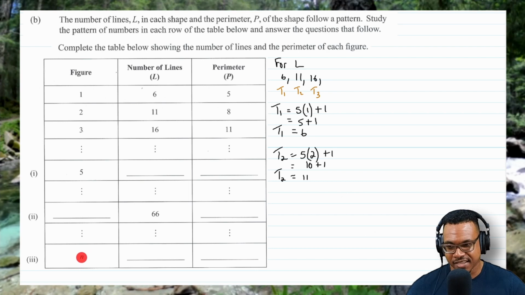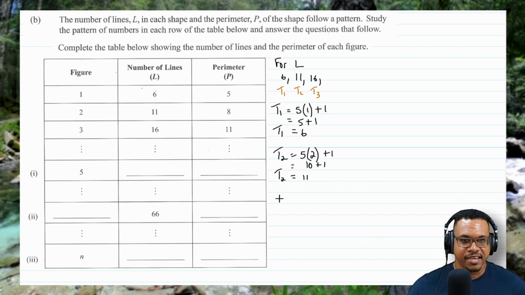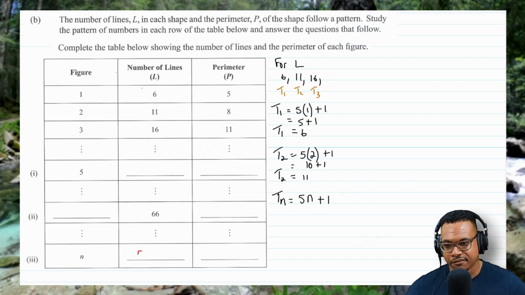So when the figure number is n, my nth term will be 5 times the figure number, which will be n, plus 1. So I'll come and write here 5n plus 1. So this will be my general formula for the number of lines when we have the nth figure. So now I'll find the general formula for the perimeter for the nth figure.